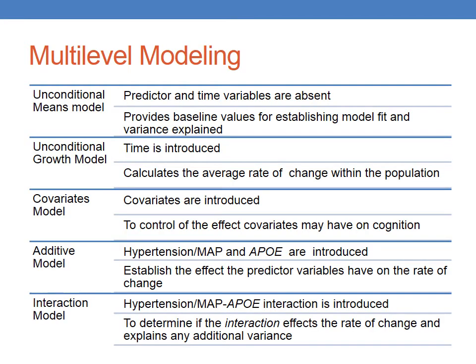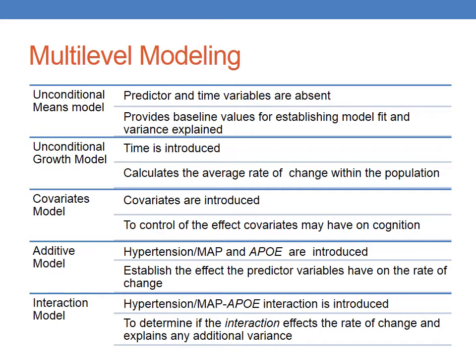So multi-level modeling also involves the construction of multiple models. So the first model you have is your null model, or the unconditional means model. And this is characterized by not having any predictors or time variables in it. And this allows us to establish baseline values for establishing model fit and variance explained, which we'll come to shortly. Your next model then is your unconditional growth model, where time is introduced. And this allows us to calculate the average rate of change within the population.